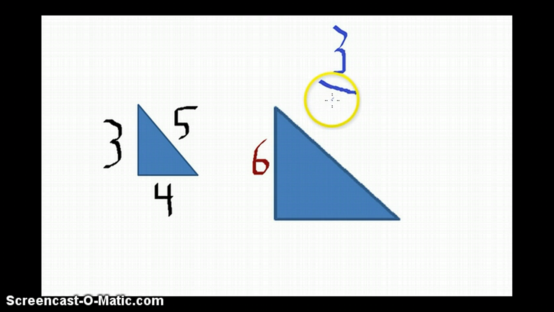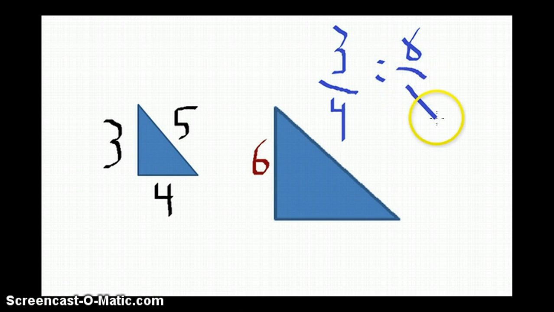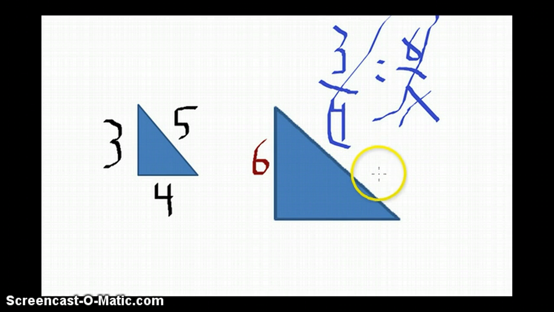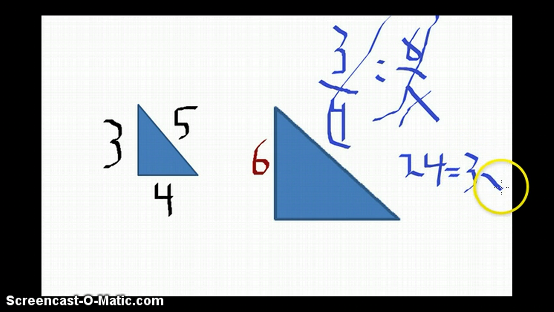3 over 4 equals 6 over x. So we can cross multiply this, and 6 times 4 gives us 24 equals 3x. So as we solve for x, 24 divided by 3 gives us 8. So we know that the bottom equals 8.